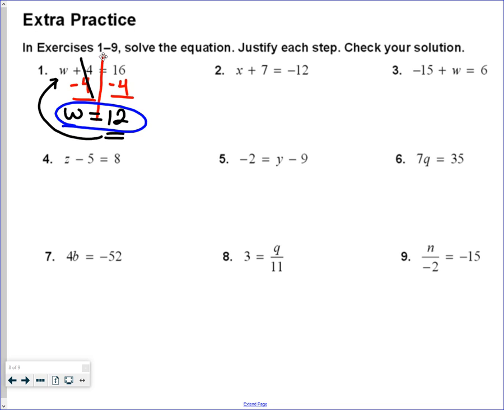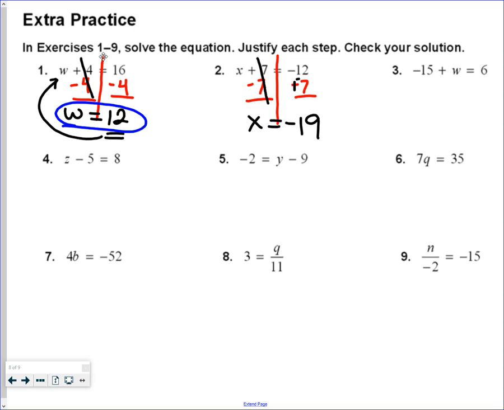Okay. Number 2, I draw that line in, and I want X by itself. So what am I going to do? Now be careful, I'm going to minus 7. If you need a calculator, get it out. Cancel that, and I have X equals, now think of it as negative 12 minus 7, or plus a negative 7, and that's actually negative 19. That's the only way it's going to work when you check your solution.